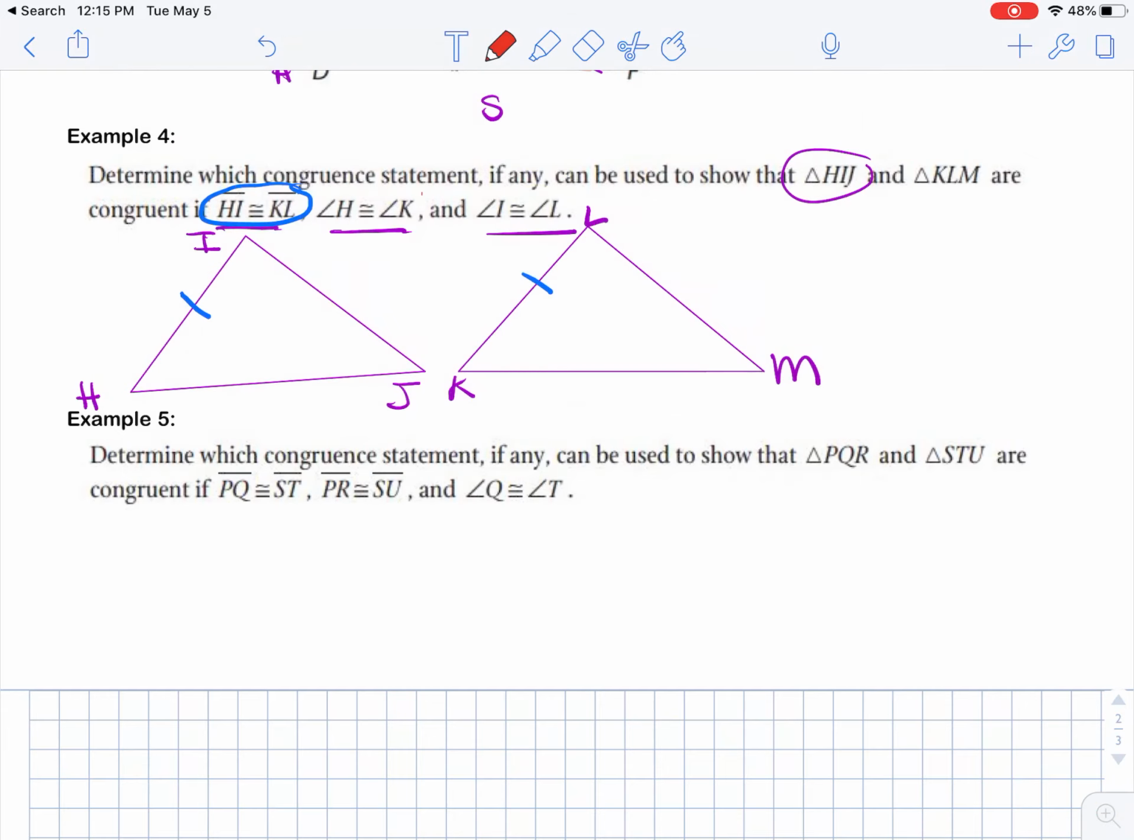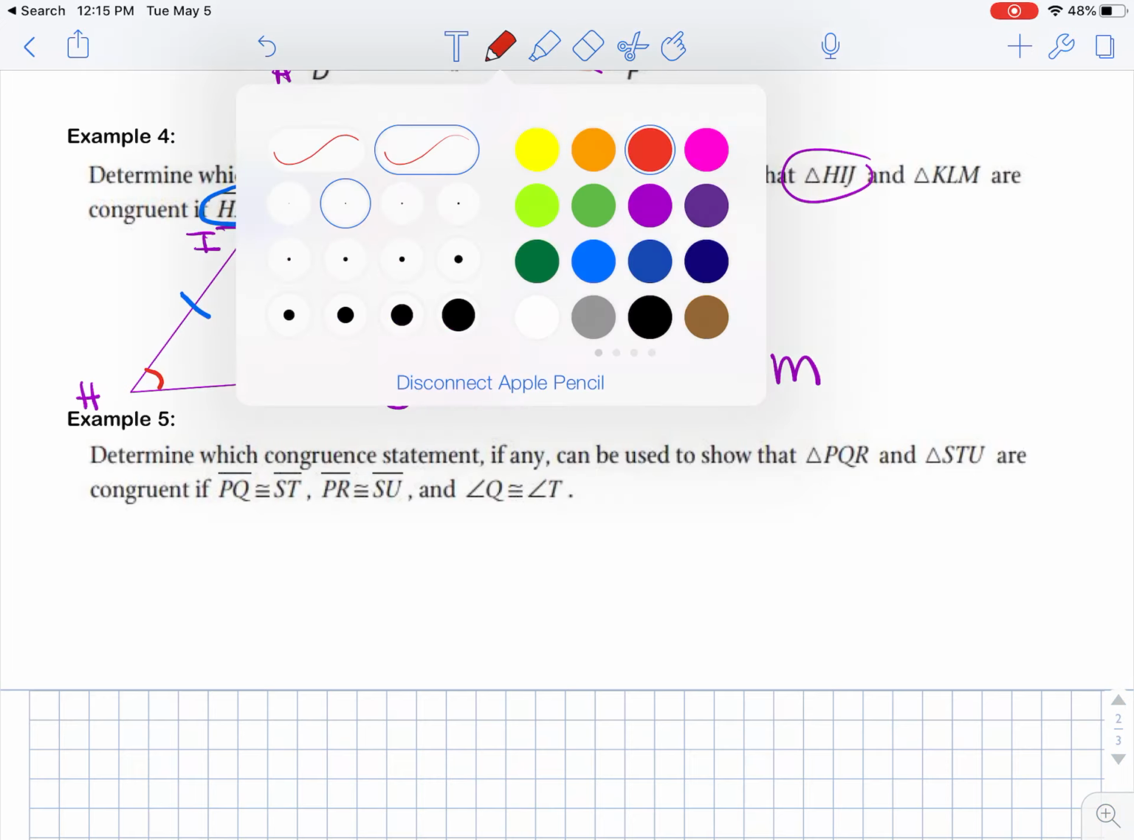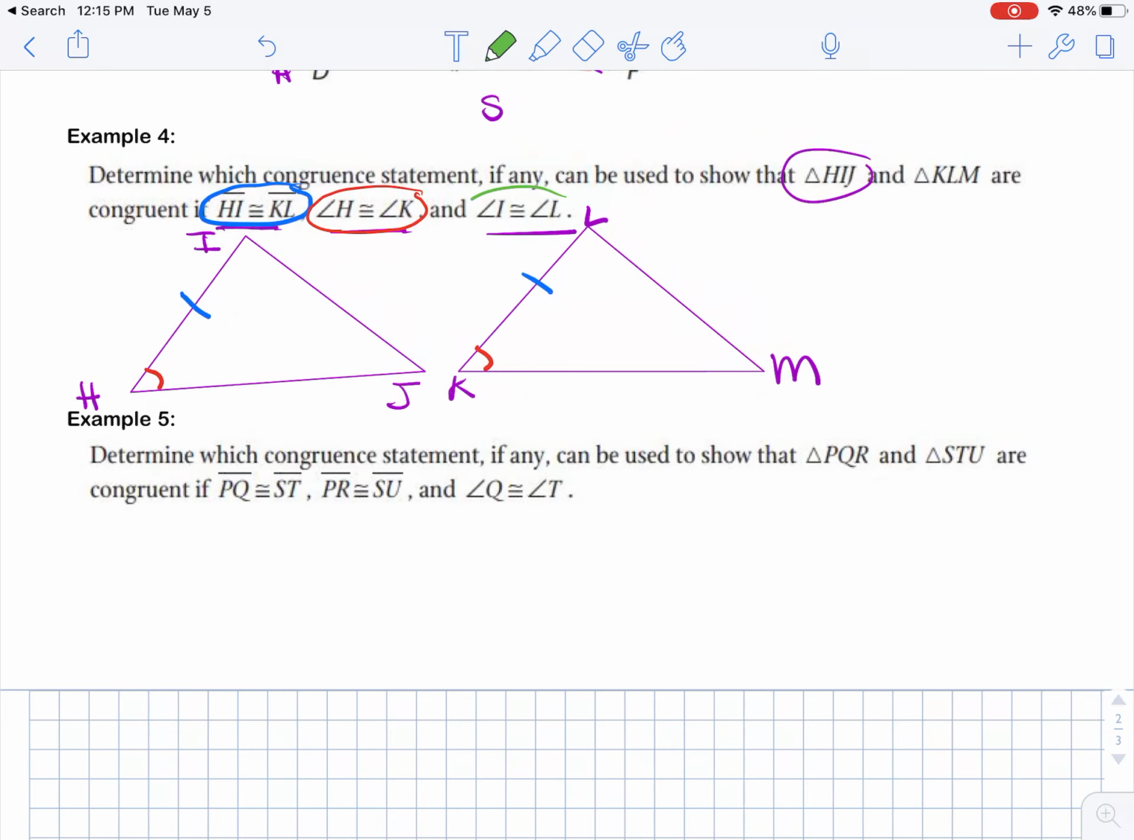All right, the next one is an angle. Those angles you always mark with arcs. So angle H, I'm going to put an arc, is congruent to angle K. So I'll put another arc on K. So notice I have 1 arc on each angle. And then the last one says angle I. So I can't use 1 arc because I already did that. So I'm going to have to do 2 arcs here. It's congruent to angle L.